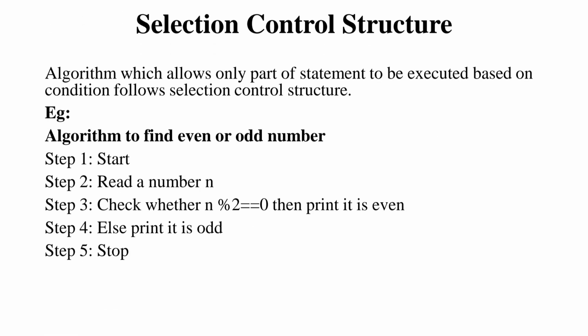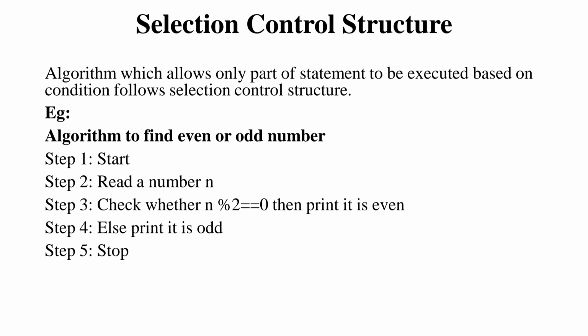The next is selection control structure. In this selection control structure, only one part of the segment will get executed based on the condition. The difference between the sequence and selection part is that in sequence control structure all the instructions will get executed, whereas in selection control structure only one part of the segment will get executed based on the condition. Here the example given is the algorithm to find an even or odd number.